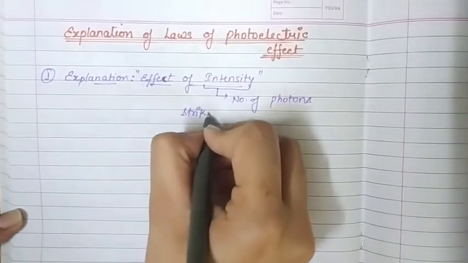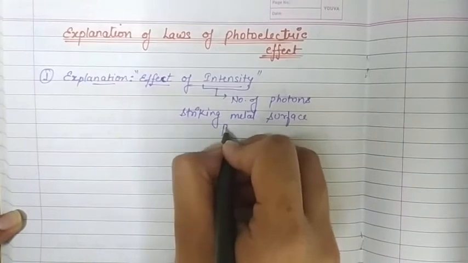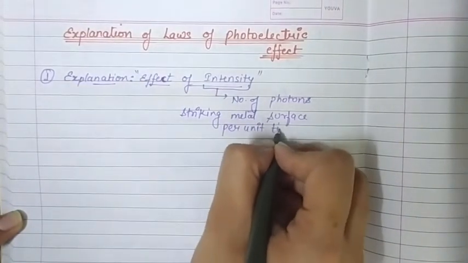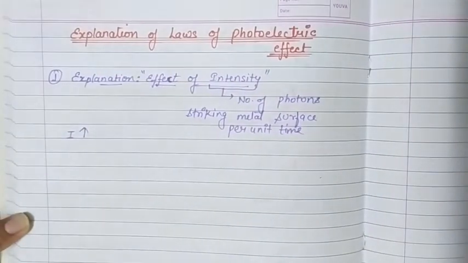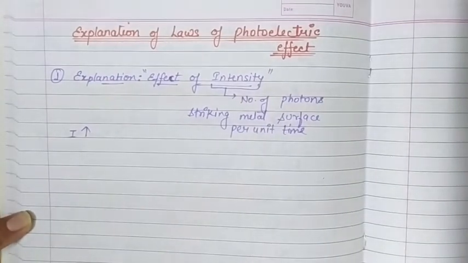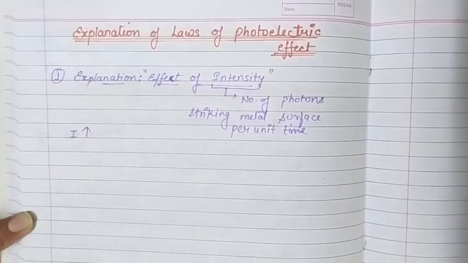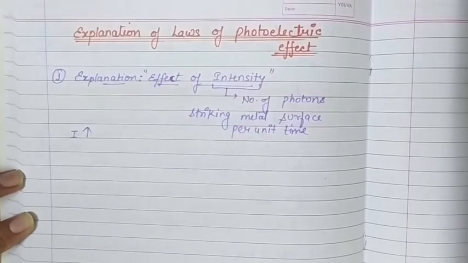striking the metal surface per unit time. So if we increase intensity, that means we are increasing the number of photons that are striking the metal surface per unit time, and as the number of photons increases, as we know that each photon interacts with each electron, the number of collisions between photons and electrons will increase. There will be more interaction between the photons and electrons, and more electrons get ejected as photoelectrons.